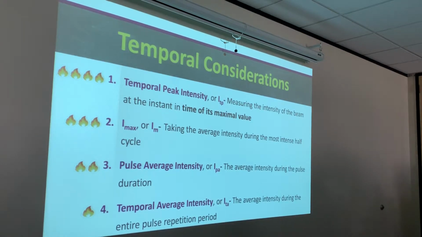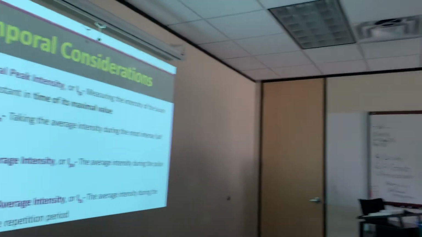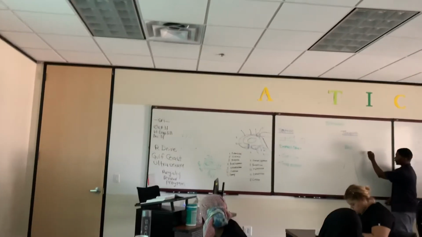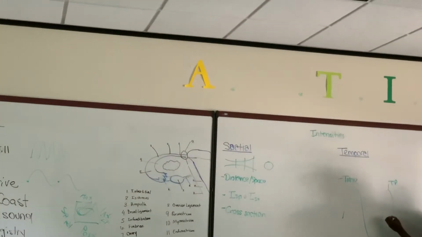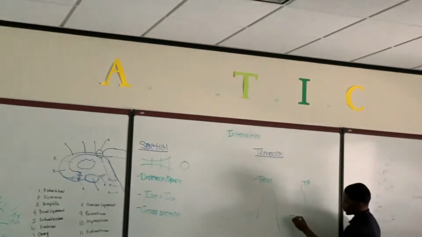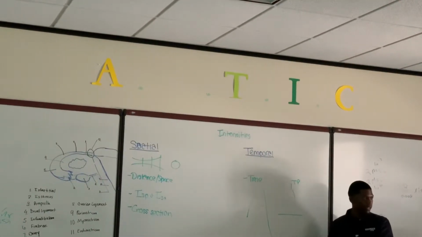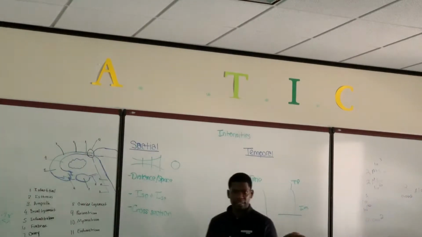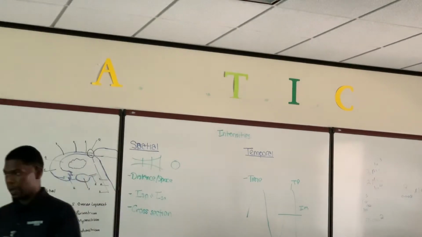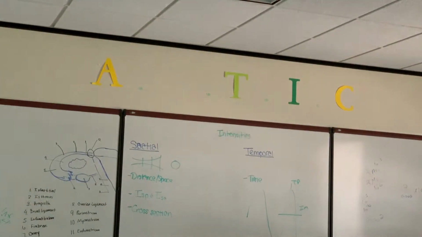So, let's see, draw me a little beam right here. So, of course, this is going to be my temporal peak right there, but the I max is going to take the average across that right there, okay, across that beam, all right? So that's why the I max is a little lower as far as intensity when we're talking about temporal peak intensity, because that's just one spot in time.